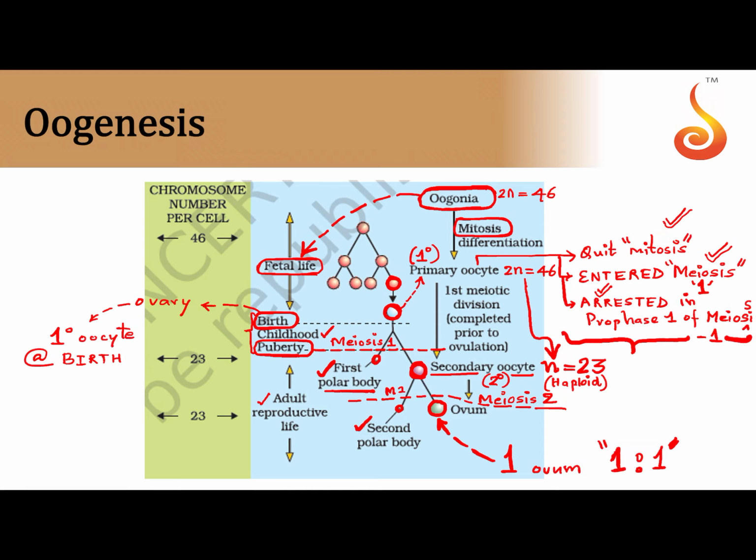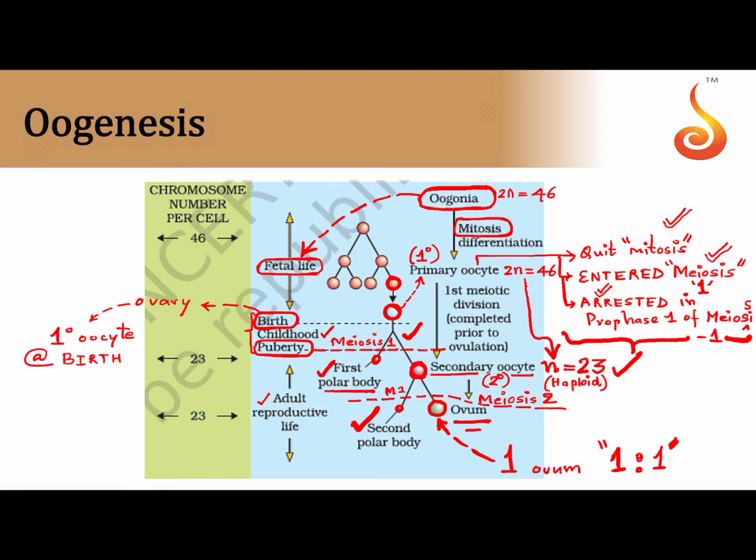I hope the concept is clear to all of you. Please remember that meiosis occurs in two stages, meiosis 1 and meiosis 2. Which is the cell that completes meiosis 1? It is the primary oocyte. And which is the cell that completes meiosis 2? It is the secondary oocyte that completes meiosis 2 to form a second polar body, like I said, and a functional ovum. Is that clear?